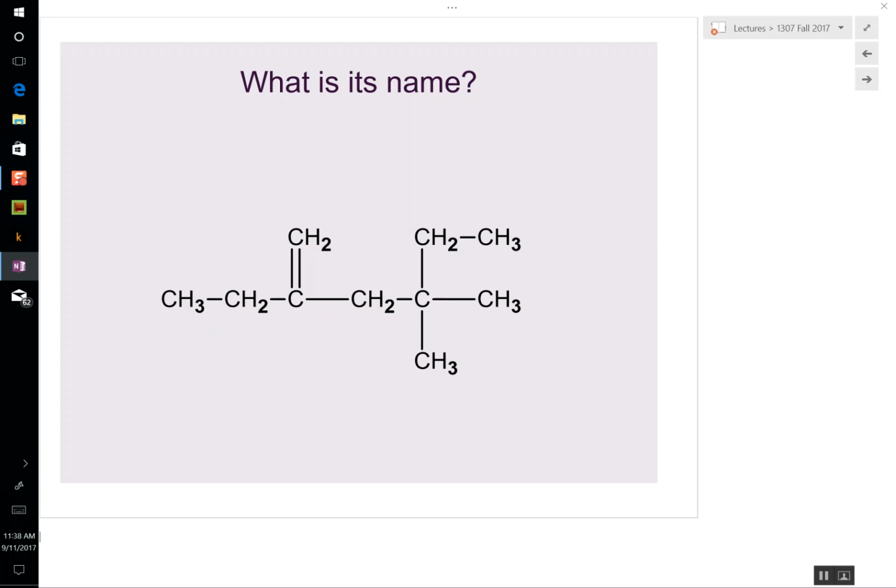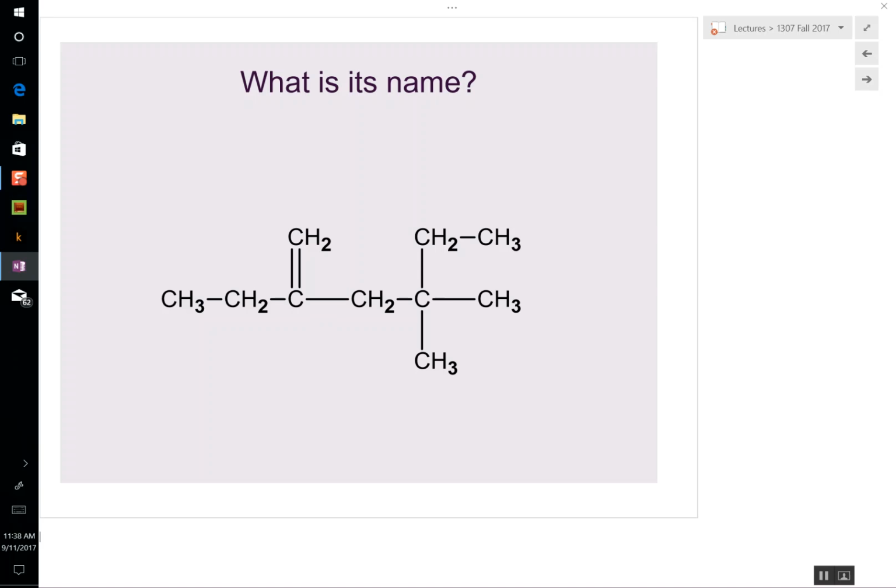Well, there are 2 ways I could ask about the longest chain here. I could just say, what is the longest chain? What's the answer to that question? 7. Or I could say, what is the longest chain that contains the double bond? How long is that chain? 6. That's going to be our longest chain.